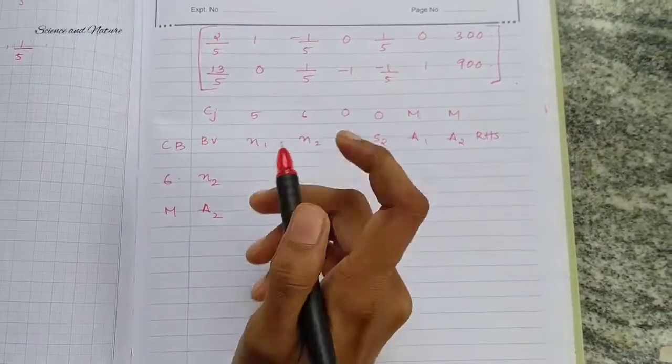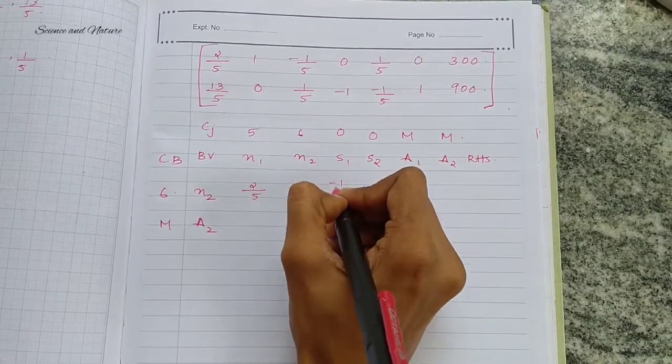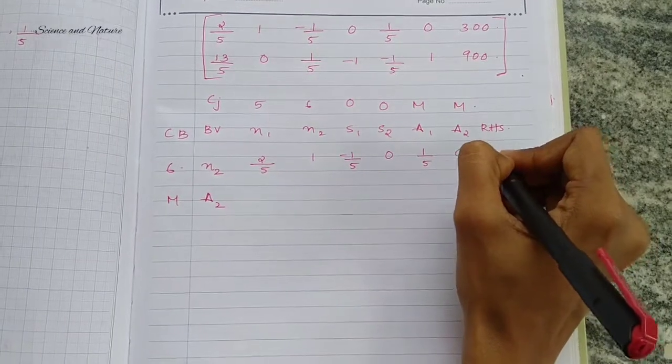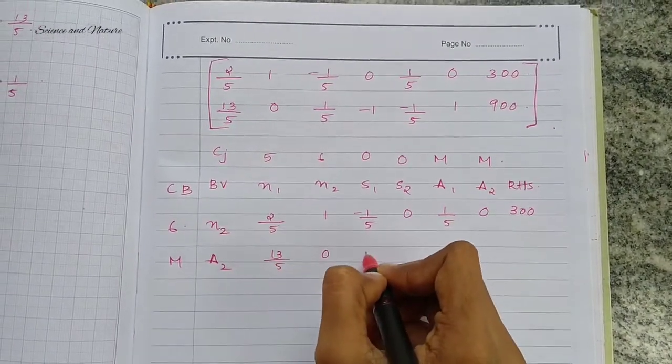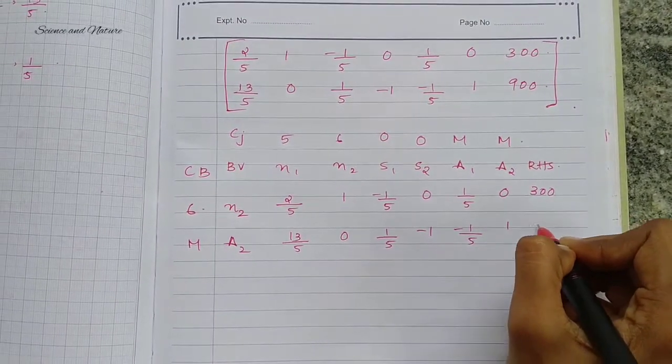Then we will write the matrix here, that is 2 by 5, 1, minus 1 by 5, 0, 1 by 5, 0, 300. 13 by 5, 0, 1 by 5, minus 1 by 5, 1, 900.